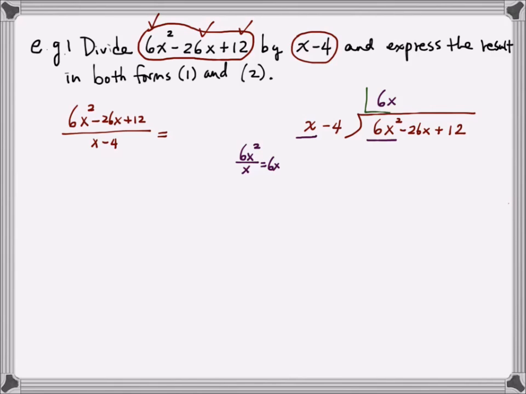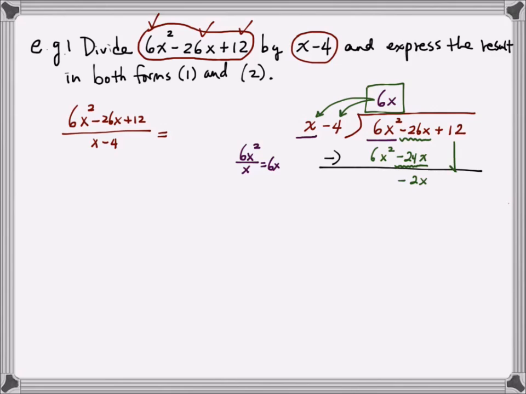Once I figure out what this term has to be, I take this term and distribute it to every single term in my divisor and then put it below the dividend. So I have 6x squared minus 24x. And then subtract the two polynomials to get rid of the highest degree present here, which is x squared. Clearly, 6x squared minus 6x squared is 0, and that was my purpose. And then I have negative 26x minus negative 24x. That becomes negative 26x plus 24x, which gives me negative 2x.